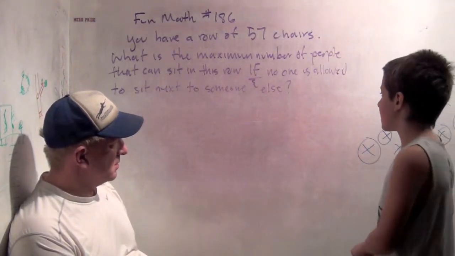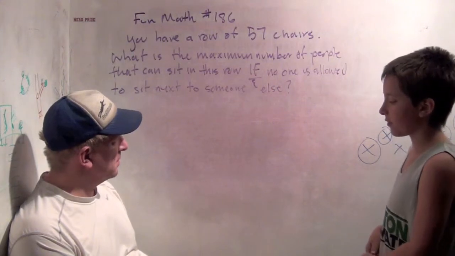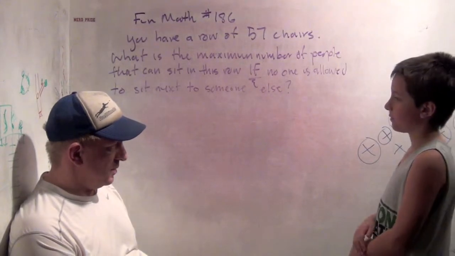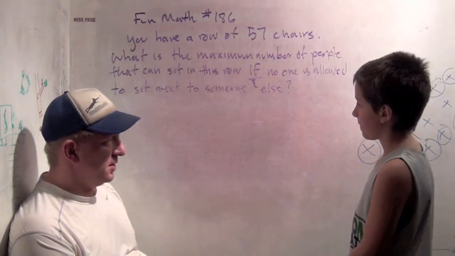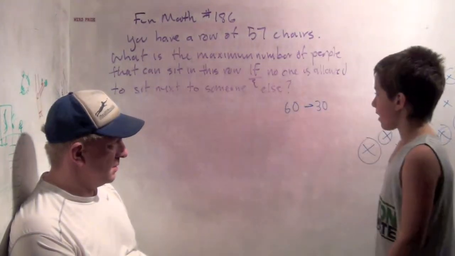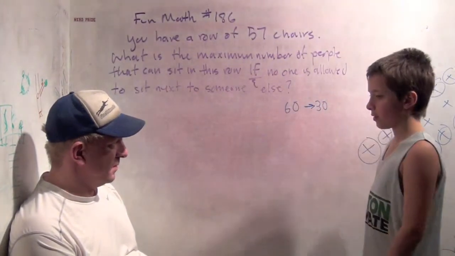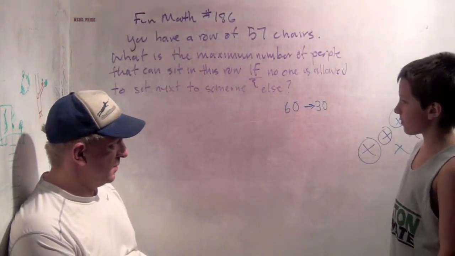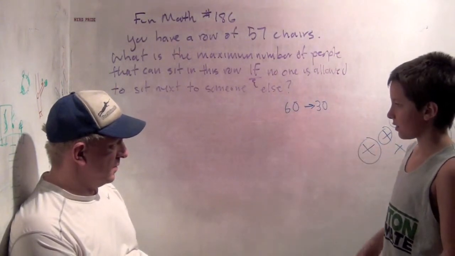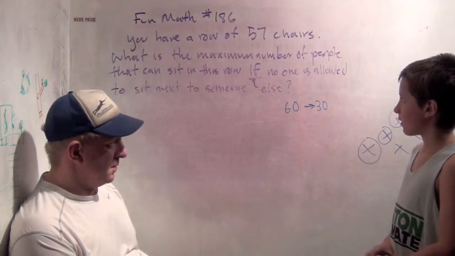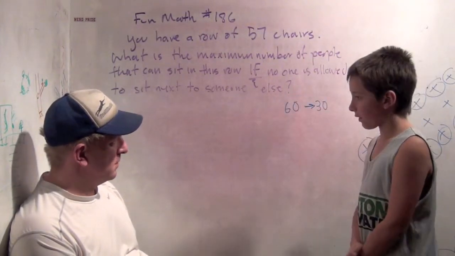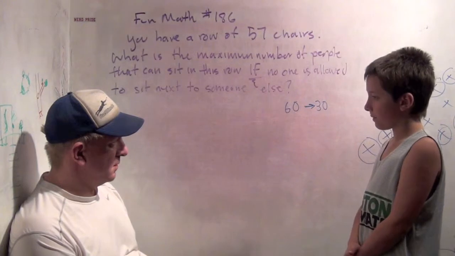Well, 60 chairs is easier because then 30 people can sit in it. That's the maximum number of people that can sit in it. Why do you know that? Because for 60, every other person is the maximum number you can have in a row if nobody's allowed to sit next to somebody else. And every other person for 60 is 30. Then we could try going back: 59, 58, 57.